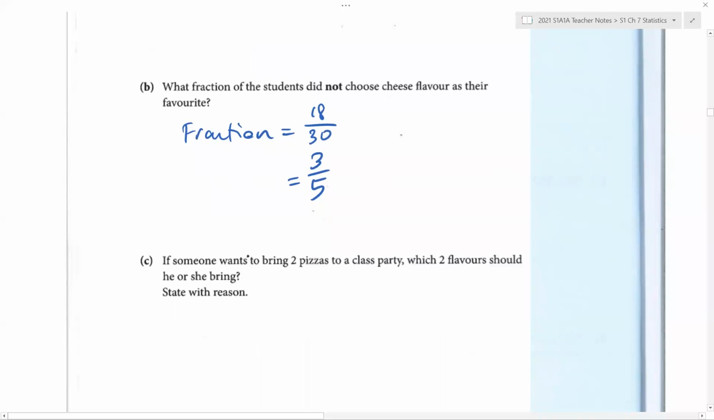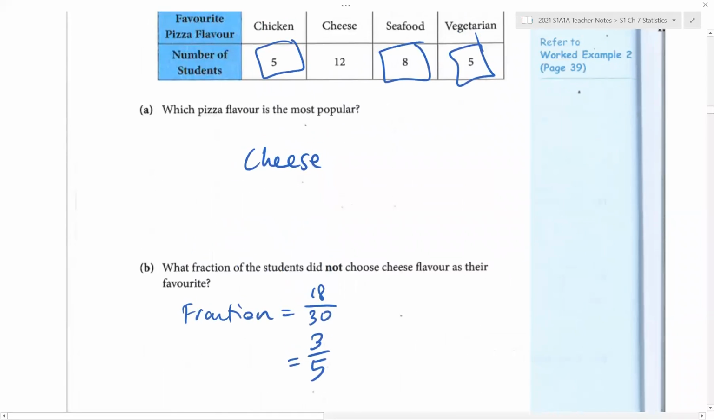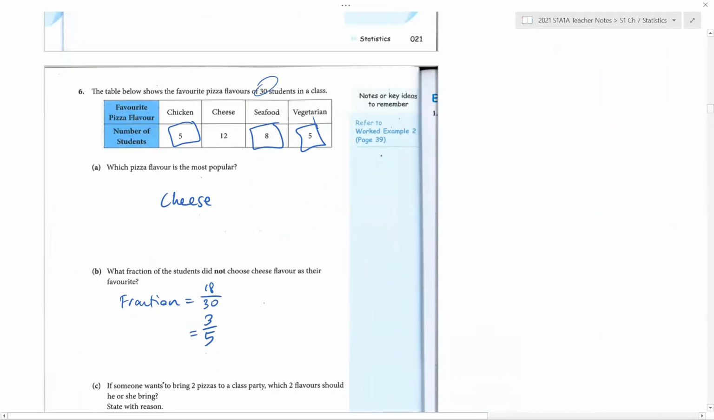Next, if someone wants to bring 2 pizzas to a class party, which 2 flavors should she bring? What do you all write? Cheese and seafood. Anybody different answer? Okay. So I hear that you all want to bring cheese and seafood. So what's the reason? The most popular one, is it?